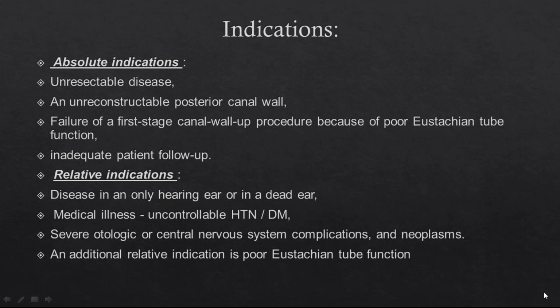What happens if the eustachian tube function is poor, and you have grafted it, and again you have done a canal wall up surgery? Then, due to poor eustachian tube function, the middle ear is not aerated, and a negative pressure develops over time, and then a retraction pocket comes up. And then after a few years the patient might have a recurrence of cholesteatoma.